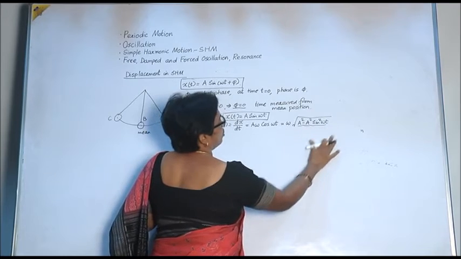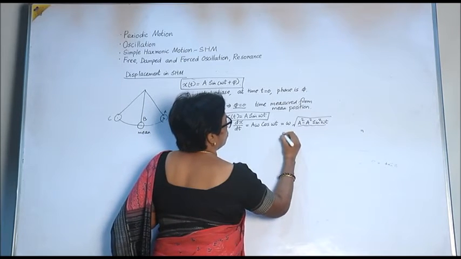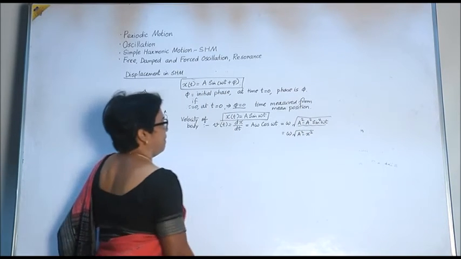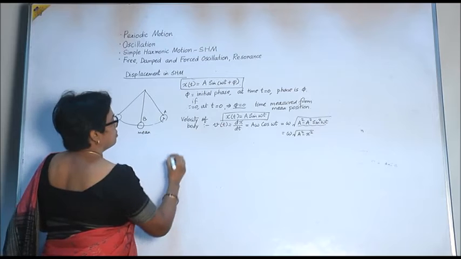So this is a cos omega t. So this is equal to omega times the square root of a squared minus x squared. So this is the velocity of the body.